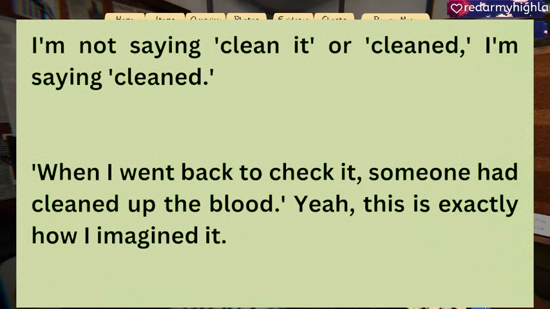When I went back to check it, someone had cleaned up the blood. Yeah, this is exactly how I imagined it.